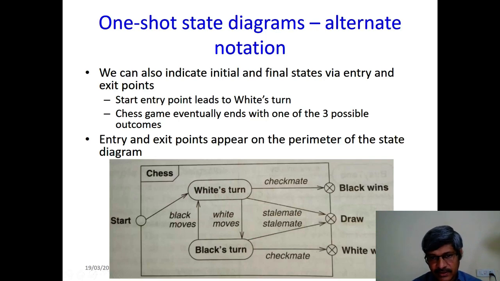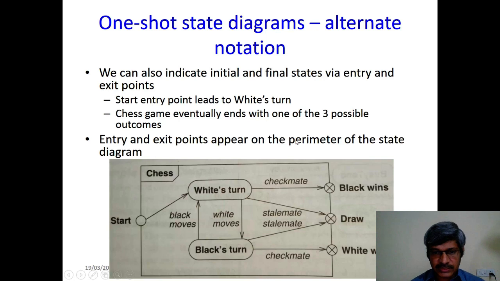the chess game ends with one of three possible outcomes. Either black wins, or if it is a stalemate, then it is a draw. For example, if checkmate happens on white's turn, the event is checkmate, so white loses and black wins. In the same way, here white wins. In this alternate representation, entry and exit points appear on the perimeter of the state diagram.